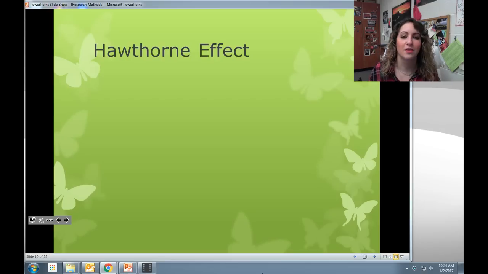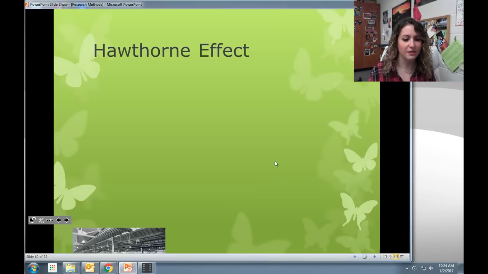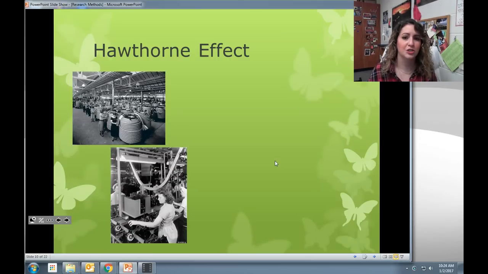So the Hawthorne effect is a type of confounding variable, and was named after an experiment done in the 1950s at the Hawthorne electric plant. What they did, they tried to change the lighting in the electric plant to see if that would change the factory workers' productivity. So they had an experimental group and a control group.